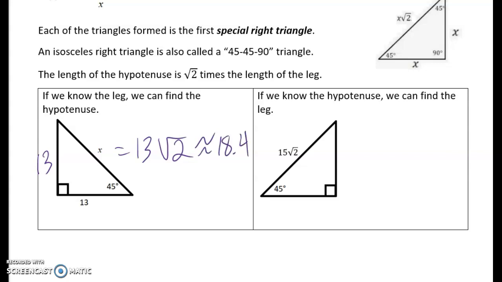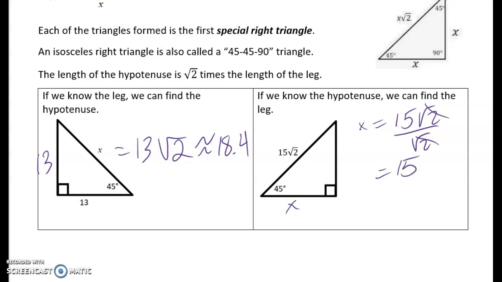Now, the other one is, what if I know the hypotenuse, or the diagonal of a square? I can find the leg, but I have to divide by the square root of 2. So if I wanted to find what this leg over here is, I'll show you what it looks like, but then we'll talk about how you actually would write this. It says 15 square root of 2 divided by the square root of 2. Now, we're only looking at cases where we have a square root of 2 like this in the hypotenuse. You'll notice that it just cancels out. So it's just plain old 15.